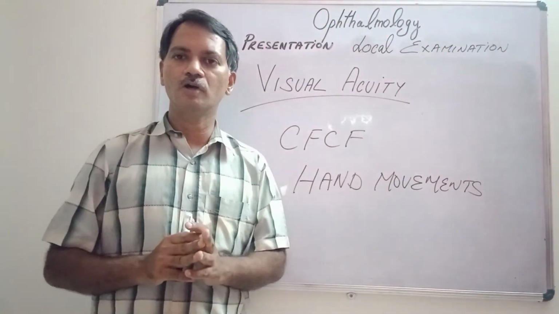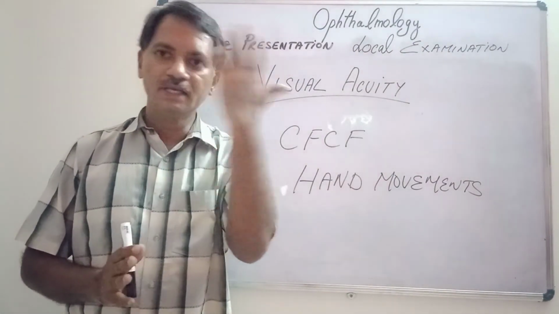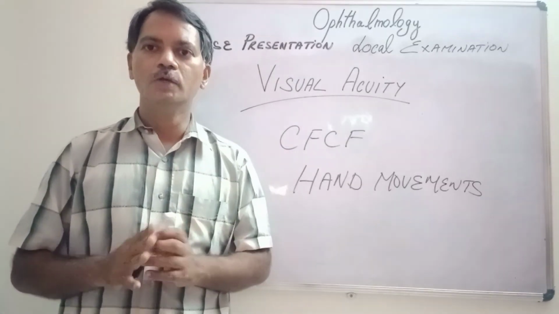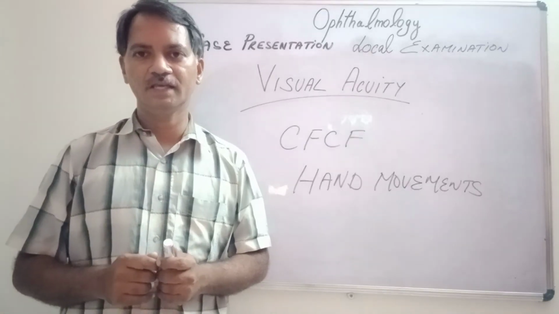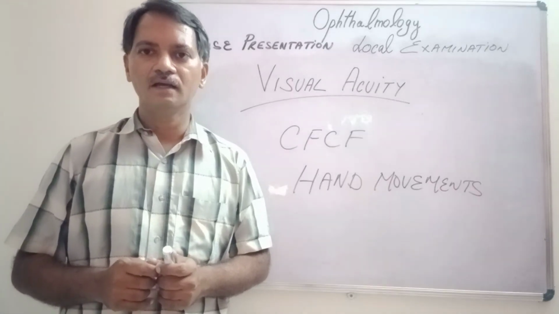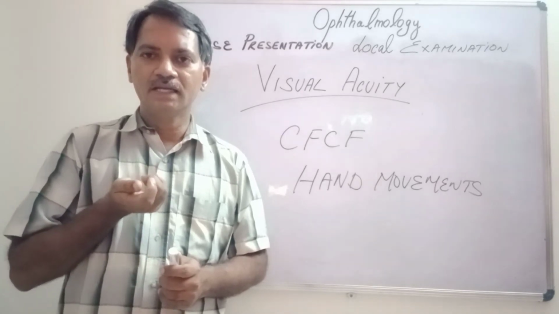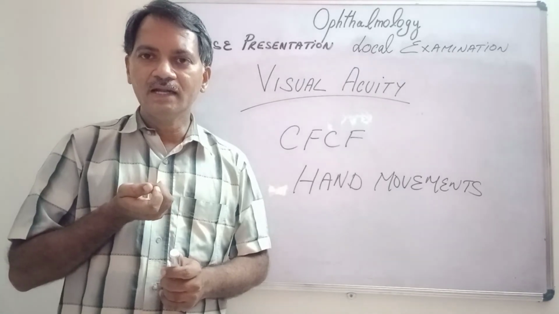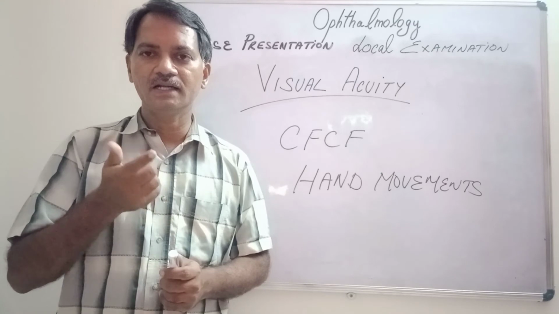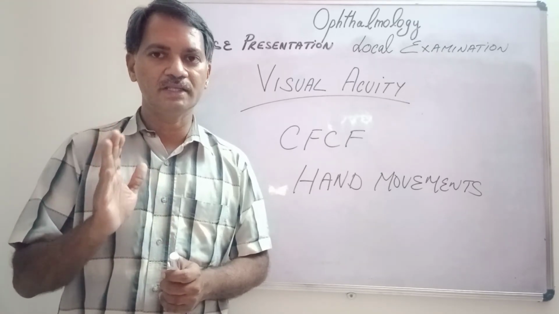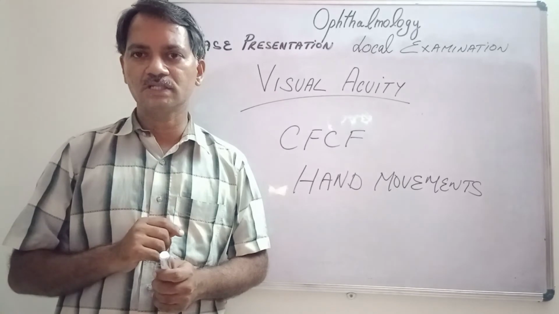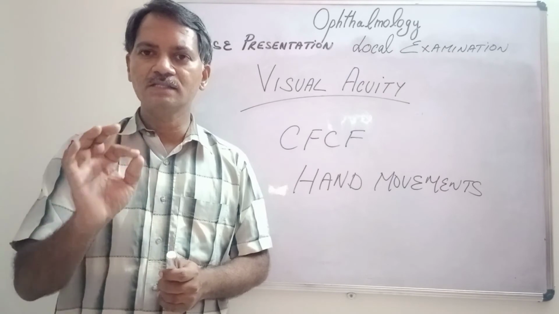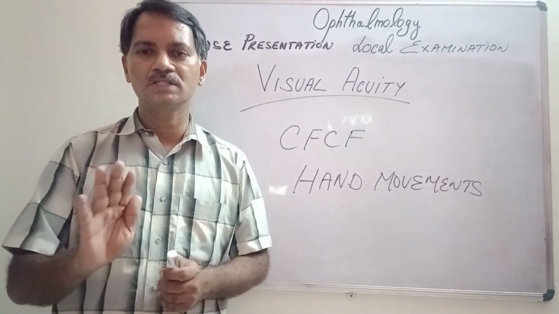Suppose the patient is not able to tell something is moving in front of his eyes. What next we should do? Now you should take your torchlight and keep the torchlight in front of the patient's eye and silently switch on the torchlight, so that the patient does not hear any sound of switching on this torchlight. You throw the light on the patient's eye and ask the patient what you are seeing.